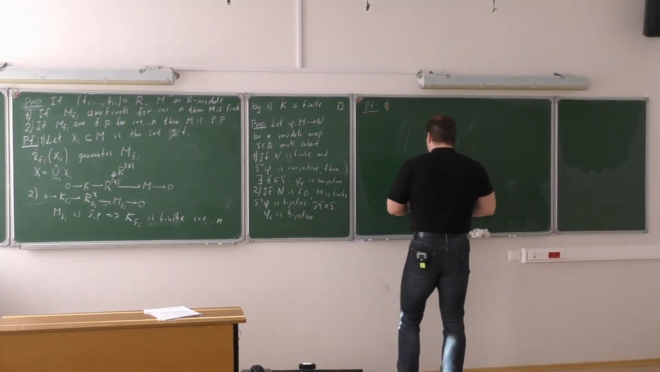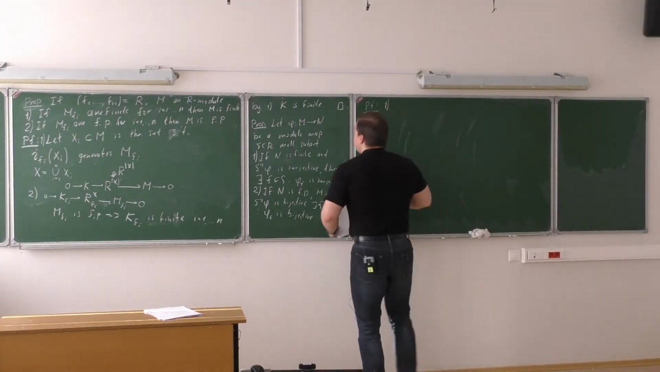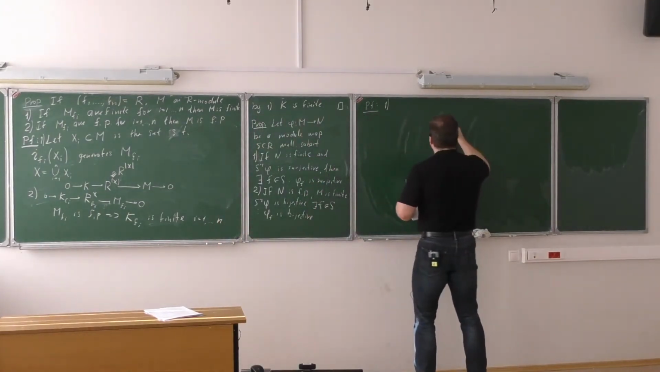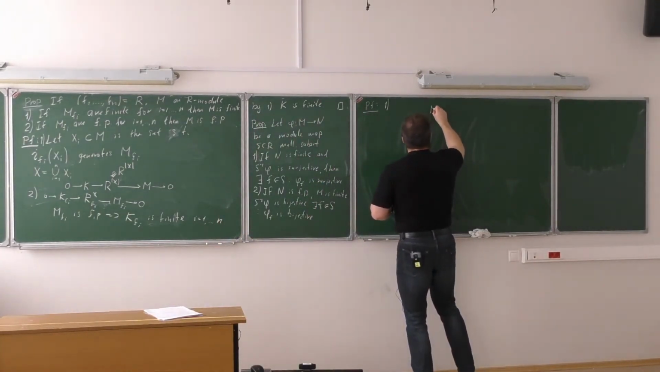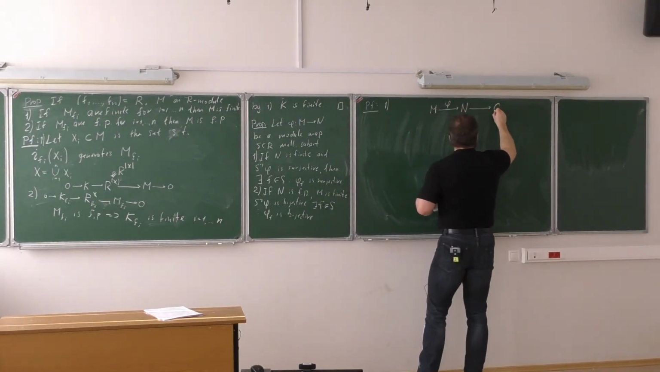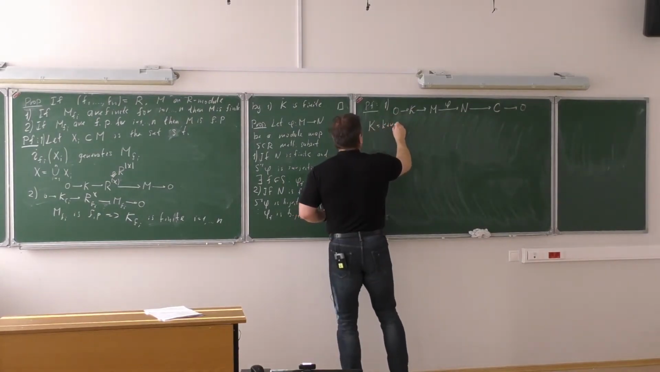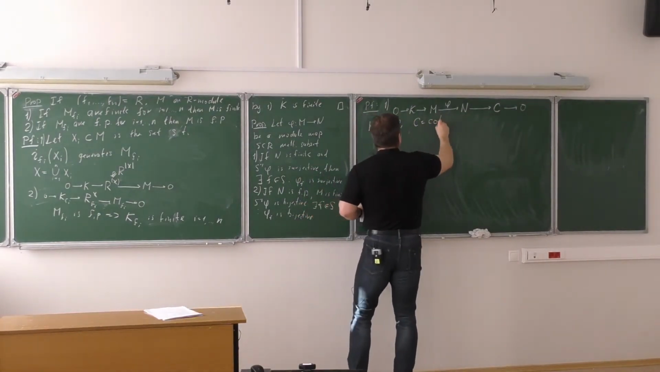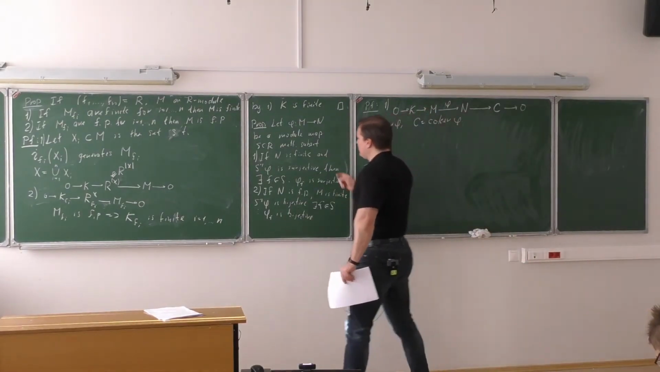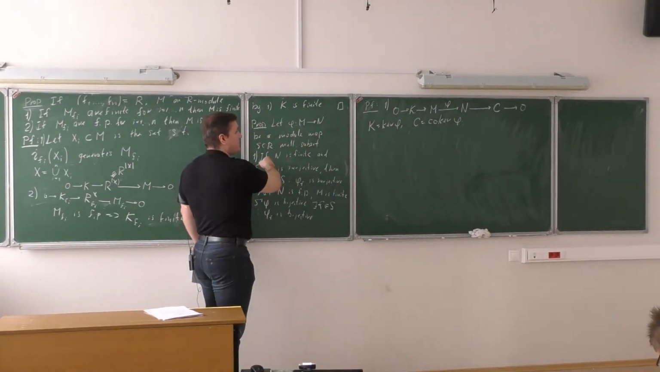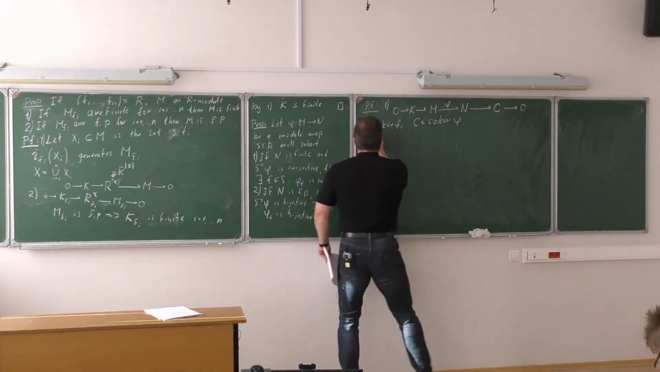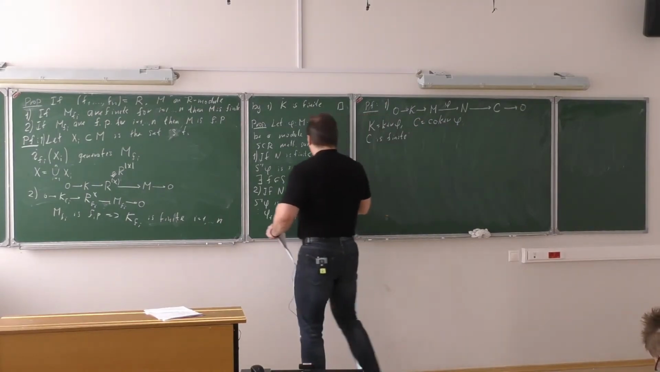For the first part, first of all, if I have any map of modules, I always have an exact sequence with 4 terms. I have M mapped by the map φ to N, and then I have the kernel of this map, P is the kernel of φ, and C the cokernel. What can we say about this in the first case? N is finite. Any quotient of a finite module is again finite. C is finite.